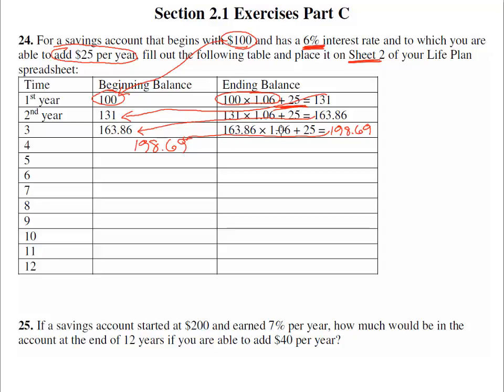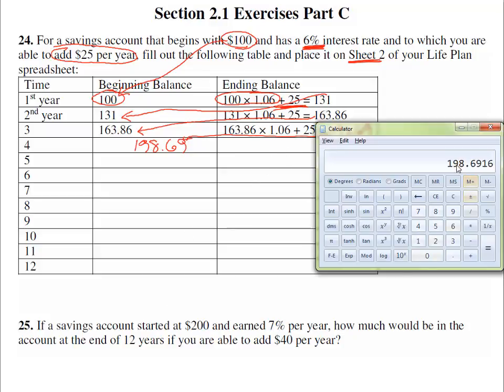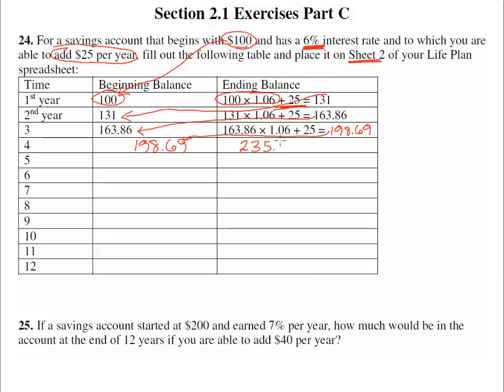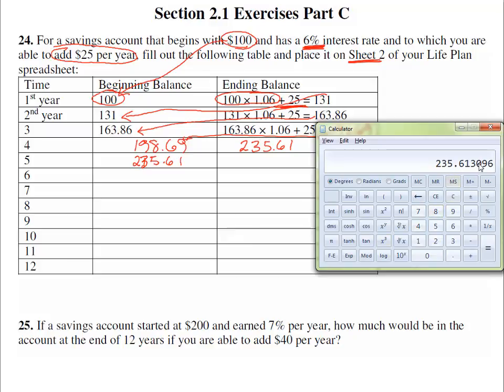And that's what we're going to times by 1.06 and then add 25 with to get the next balance. So let's put that in our calculator. 198.69 times 1.06 add $25. That's 235.61, 235.61, which is also the beginning balance for the next year. In the calculator, we'll find the ending balance by taking that number, keeping all the decimals. Don't round too early or we'll get off by a few cents at the end of the answer.